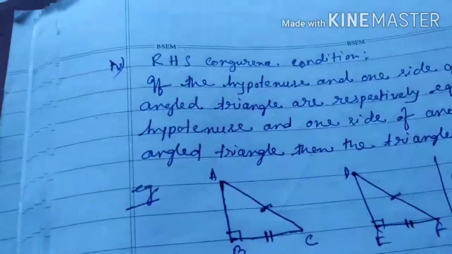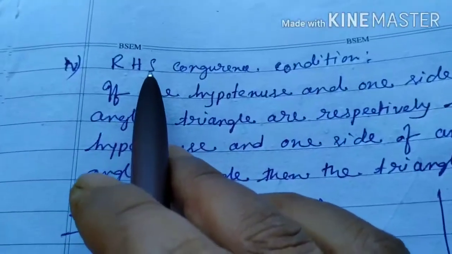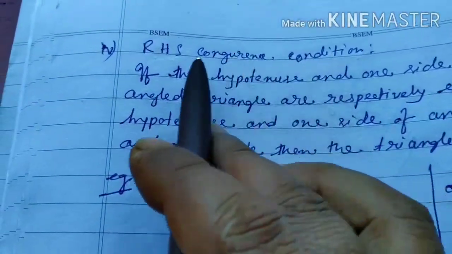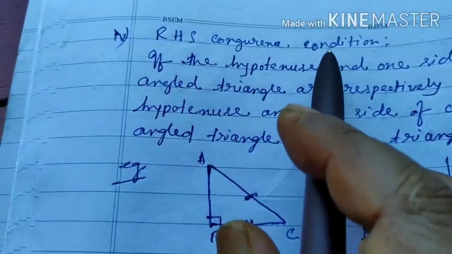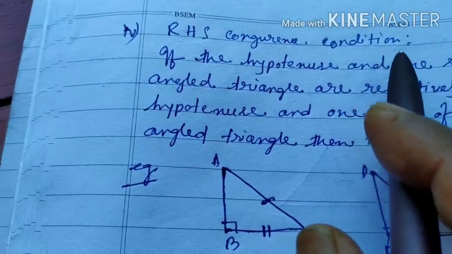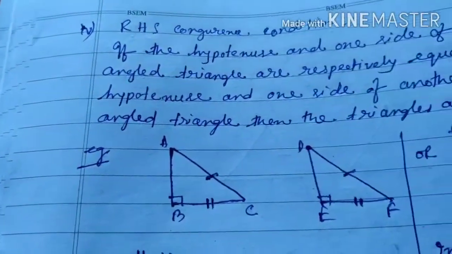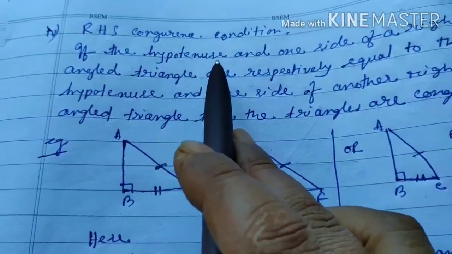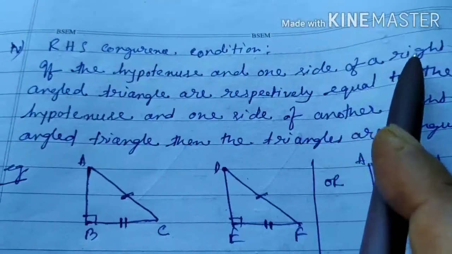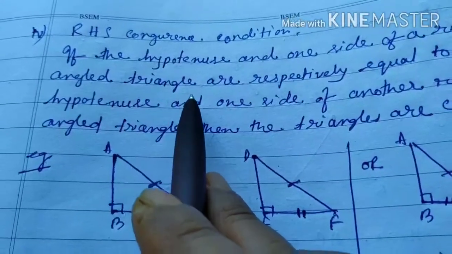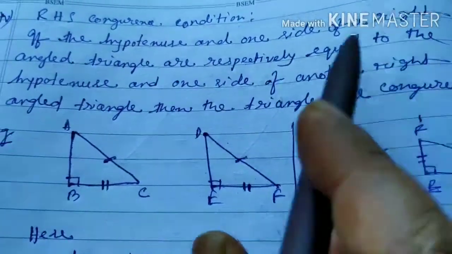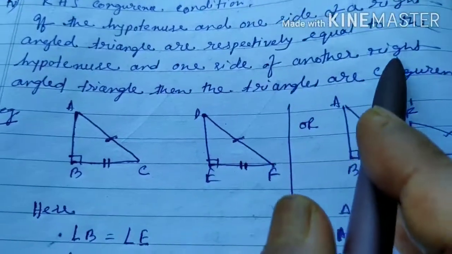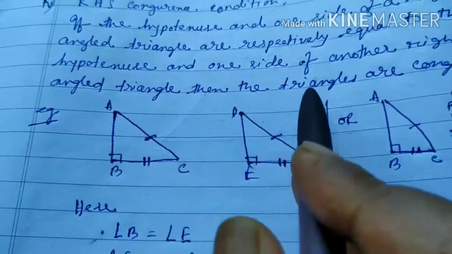And the last condition is the RHS congruence condition, the right angle hypotenuse side congruence condition. The statement is about right triangles. If the hypotenuse and one side of a right angle triangle are respectively equal to the hypotenuse and one side of another right triangle, then the triangles are congruent.